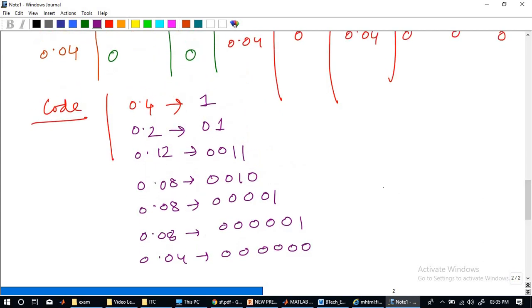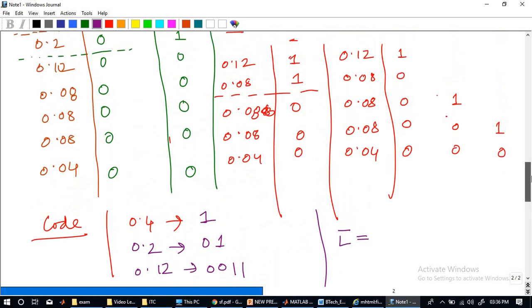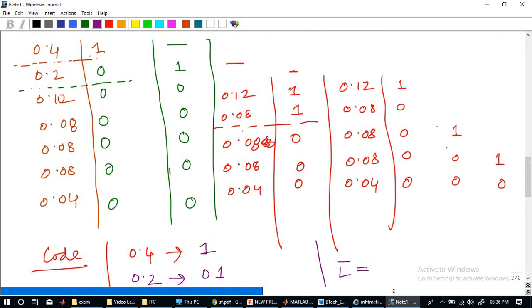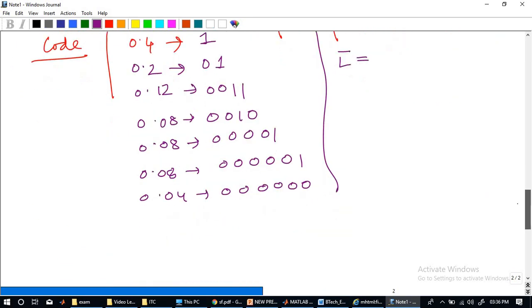You will soon find what is the problem with this. We'll do it in a different way also. Can you calculate L average? Can you calculate L average for the given probability? And the length is also given to you. Is it like 5 zeros should be?